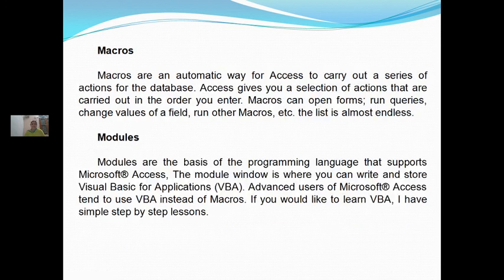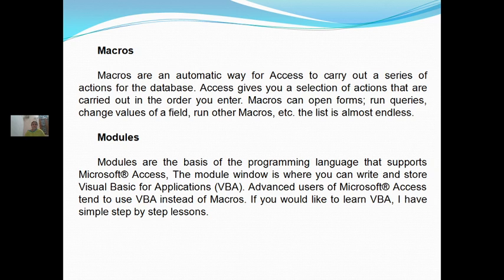Now let us move to the next slide. The next component of MS Access is macros. Macros are an automatic way for Access to carry out a series of actions for the database. Access gives you a selection of actions that are carried out in the order you enter. Macros can open forms, run queries, change values of a field, run other macros, etc.